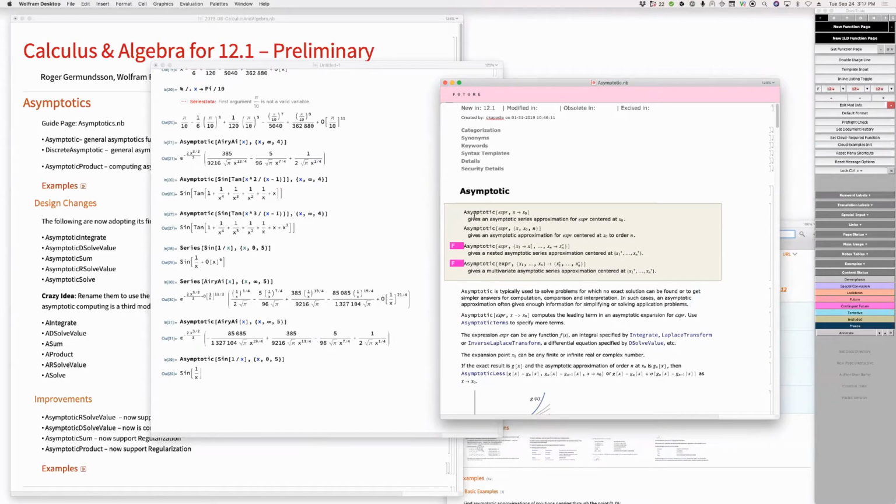Okay, so I'm going to make a bunch of suggestions here. First of all, let's figure out how to make series generate a message in these cases. Second of all, let's make sure asymptotic can deal with unevaluated inactive functions. Also, this syntax of x goes to x0, I kind of think we should support that in series also.